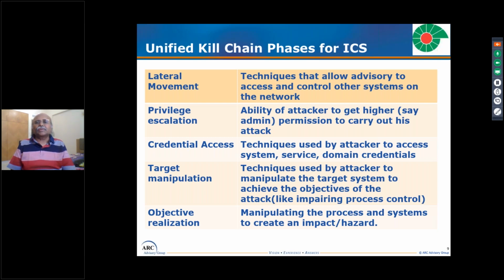Credential access techniques are used by the attacker. Yeah, they are related. Privilege escalation and credential access are related, because credentials have to be high. I mean, higher credentials have to be procured or raised so that he gets the privilege to attack. And then he can do target manipulation, which means that he can change the control system output set points, or change the safety instrumented systems set points, so that he achieves his goal of attacking it, or getting an impact out of it, or creating a hazard.